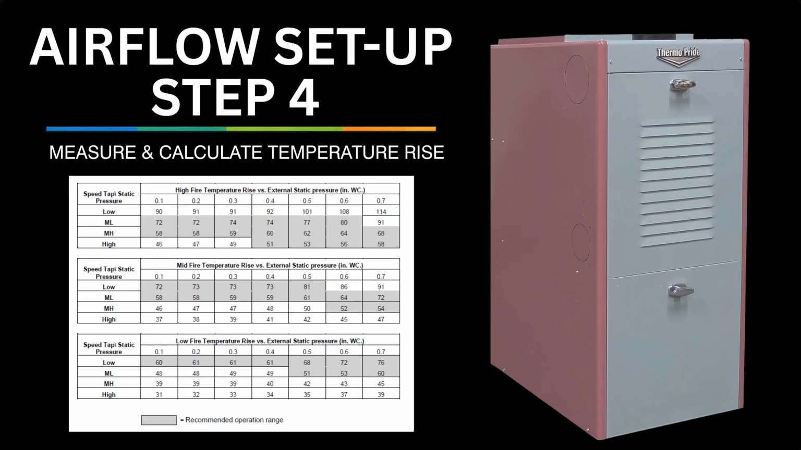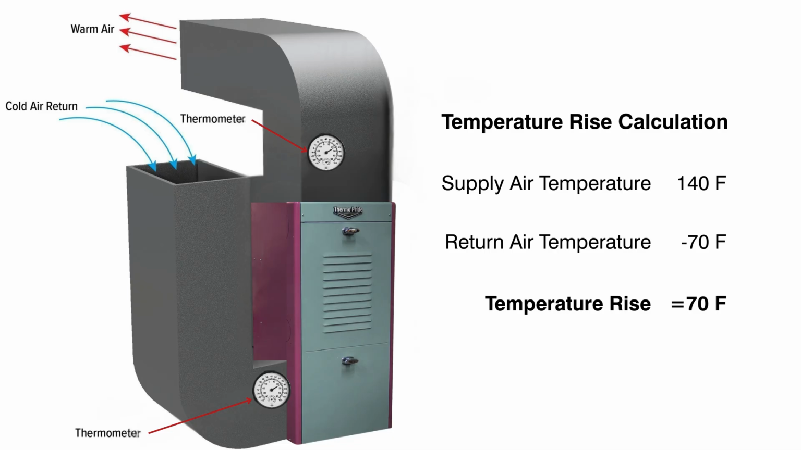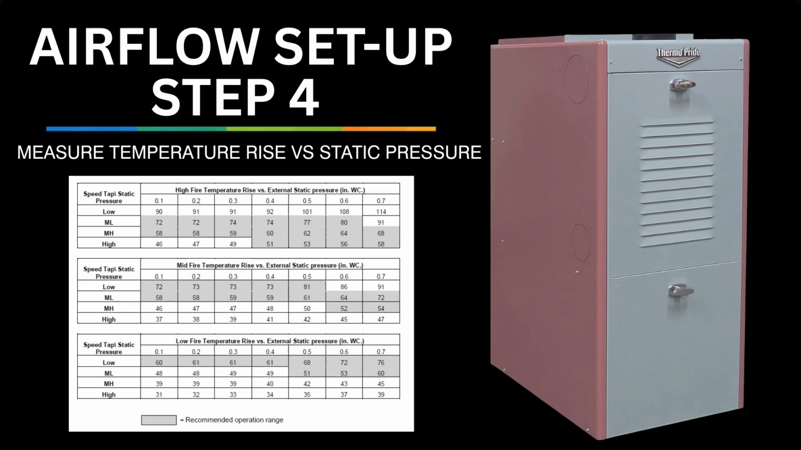Step 4. Measure and calculate temperature rise. Temperature rise calculation. Supply air temperature minus return air temperature equals temperature rise. Measure and record supply air temperature in the supply air plenum. Then measure and record the return air temperature upstream of the furnace. Simply deduct the return air temperature from the supply air temperature in order to calculate your temperature rise. Now we want to verify the temperature rise against the temperature chart. Within the gray highlighted area, airflow is correctly set.